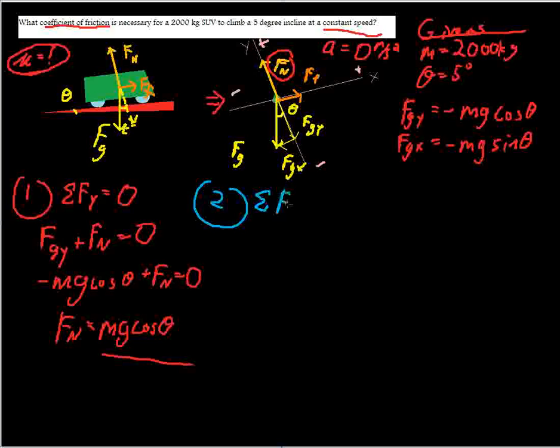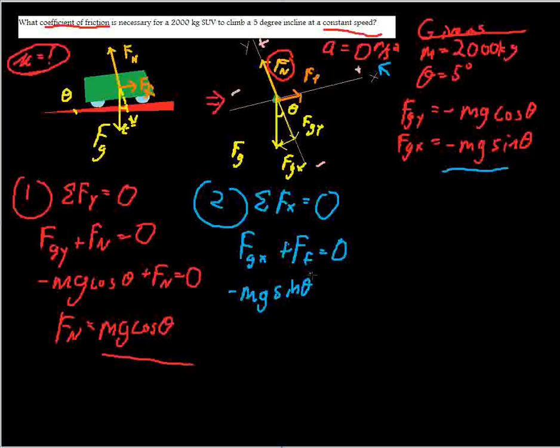My next step then is to do a sum of forces in the x direction. Once again, there's no acceleration. That's one of the conditions. 0 acceleration. So then I only have to worry about the forces that are involved. I have force of gravity in the x and I have the force of friction equals 0. But I have to do a lot of substitution here. I already know what the force of gravity in the x is. It's minus mg sine theta. And the force of friction is going to be positive mu times the normal force, which I also already know, mg cosine theta, and all of that is equal to 0.